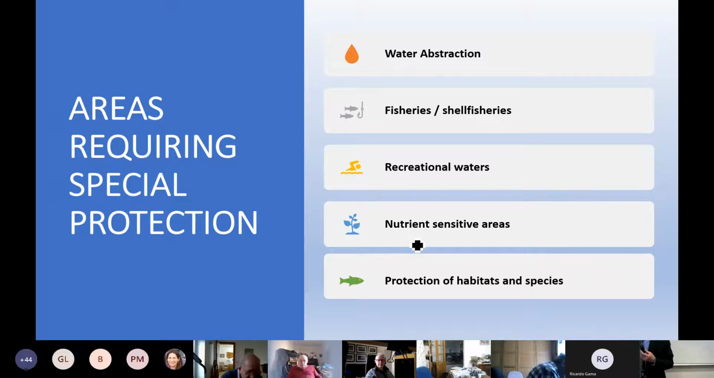Then you have areas requiring special protection, water abstraction, particularly for drinking water, fisheries and shellfisheries, recreational waters. Notice recreational waters is wider than bathing waters. Nutrient sensitive areas for agriculture and the protection of species and habitats.